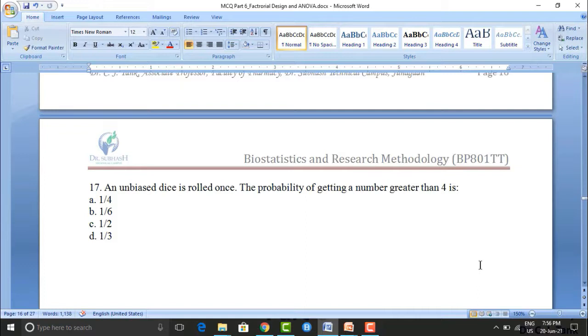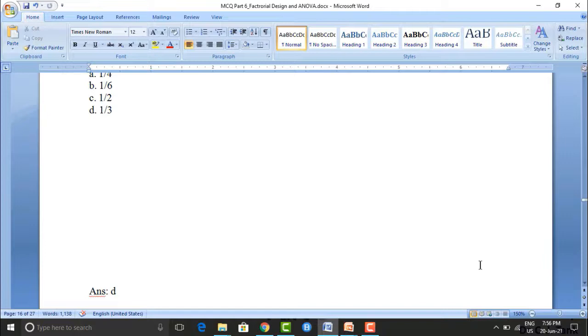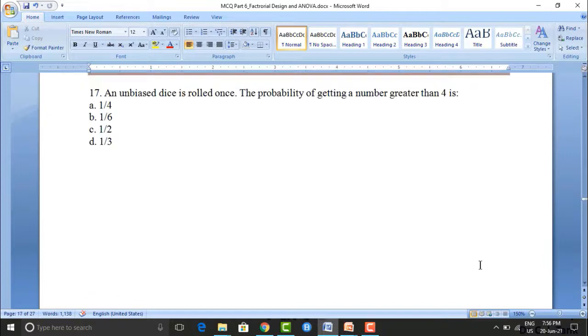An unbiased dice is rolled once. The probability of getting a number greater than 4 is option A 1 by 4, option B 1 by 6, option C 1 by 2, and option D 1 by 3. The correct answer for this question is D, that means 1 by 3.